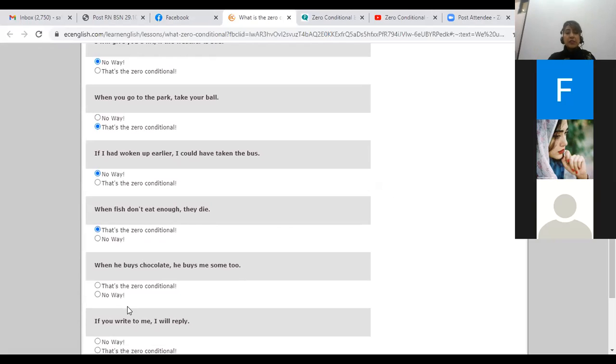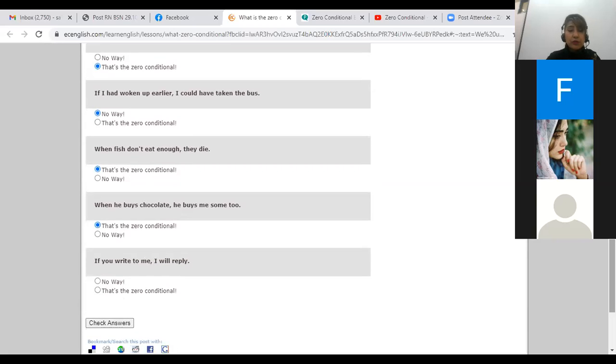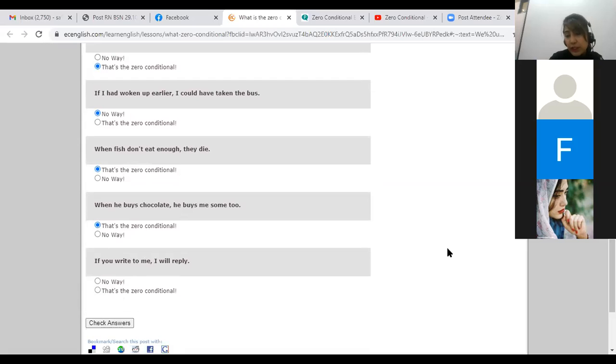When he buys chocolate, he buys me some too. I mean, whenever he buys chocolates, this is zero conditional. So whenever my friend buys anything for eating, she also buys for me. She brings for me as well, something like that.